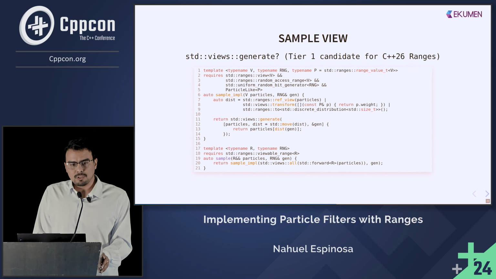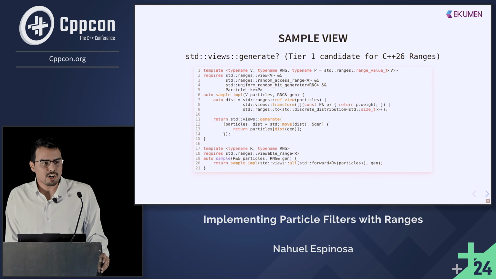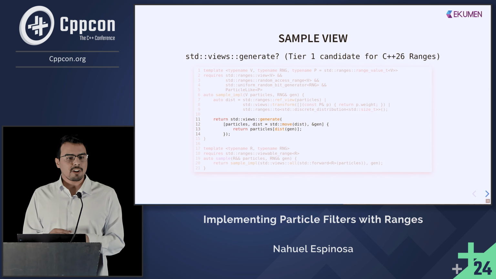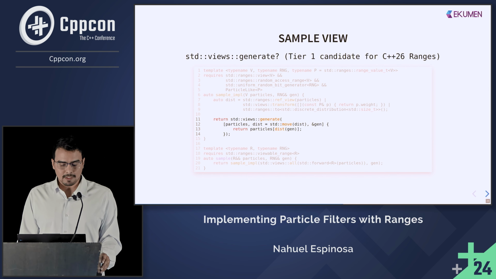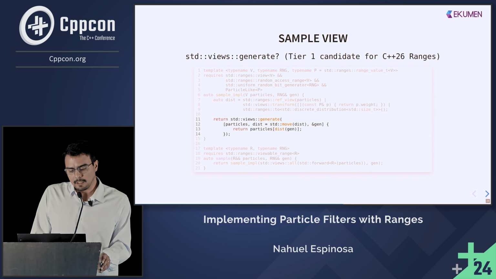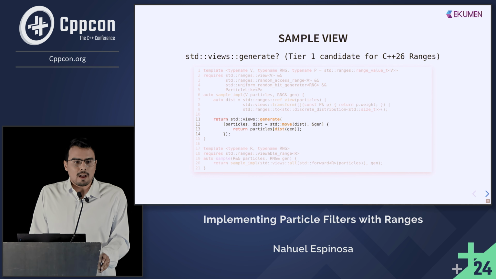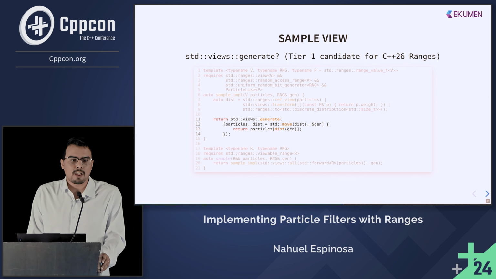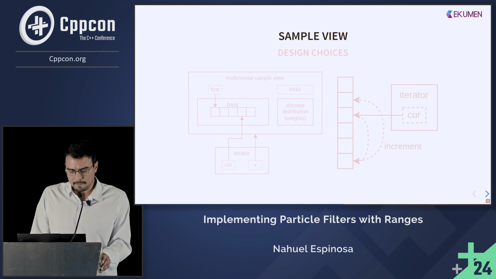The first one would be using something that hasn't been standardized yet, that is std::views::generate. This is a view that exists in the original range-v3 implementation and basically takes a functor and generates values by calling that functor repeatedly. So this would basically solve the problem without having to rely on coroutines. This is a tier 1 candidate for CppCon, so hopefully we will get it then. For now, we have to rely on other options.